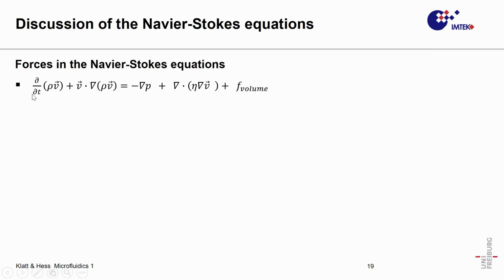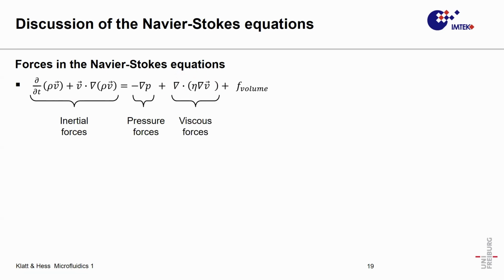For this, we look at the individual terms of the Navier-Stokes equations, and we start with the first term. This term represents the inertial forces. The second term, which is the pressure gradient, represents the pressure forces. The next term represents the viscous or the friction forces, so this term models the inner friction of a liquid. And the last term are the volume forces.